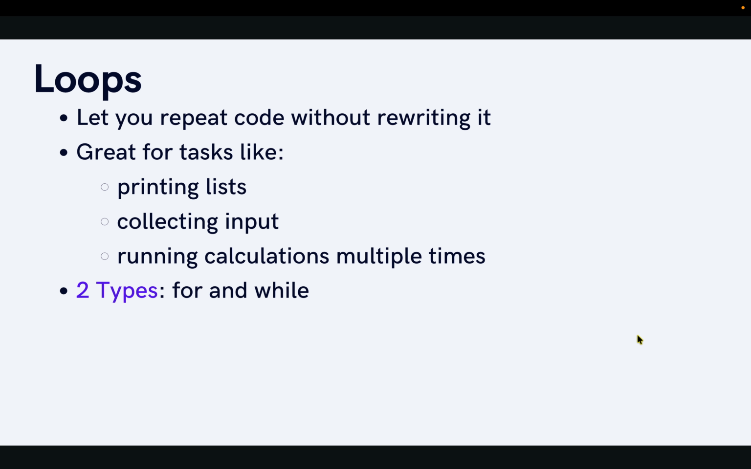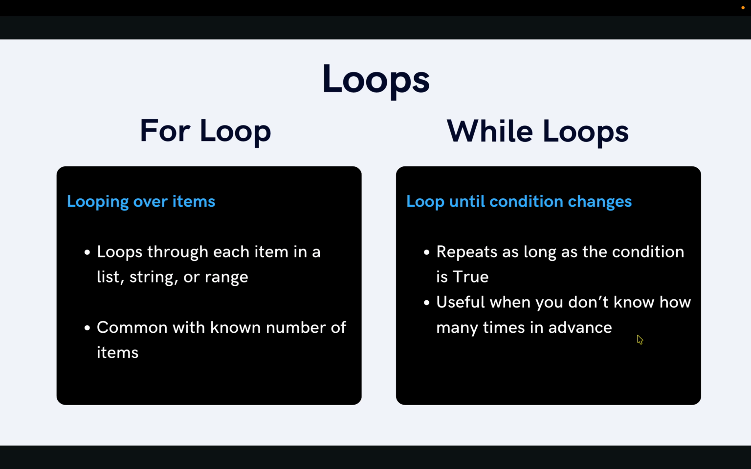So there are two types of loops, for and while, which we'll cover. So your for loop is used to loop over items, and your while loop will loop until a condition changes. So typically your while loop is used like an if statement. It's going to do something until your condition is false.